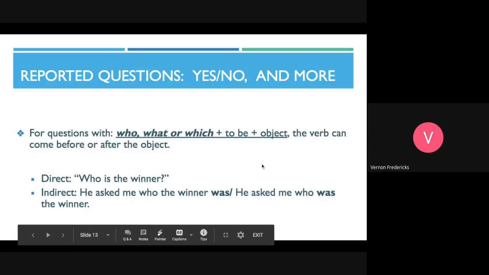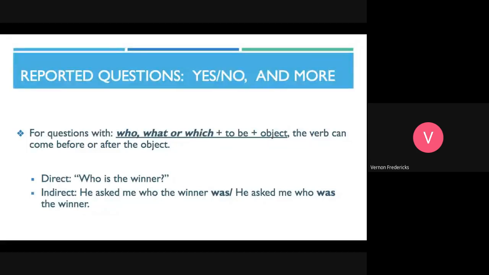Reported questions for yes and no and more. For questions with who, what or which, plus to be, plus object, the verb can come before or after the object. Direct: Who is the winner? Indirect: He asked me who the winner was, or he asked me who was the winner. So it can come before the object, or it can come after the object.